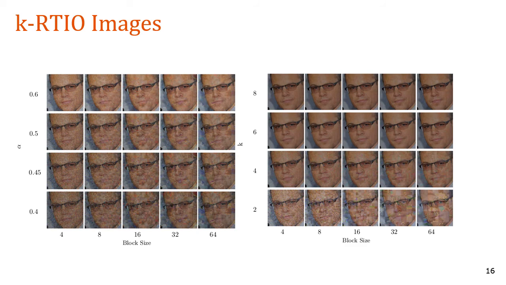On the left, you can see images perturbed with different alpha values and block sizes, for k equal to 3. As you can see, increasing the alpha values improves the recognizability of the images.